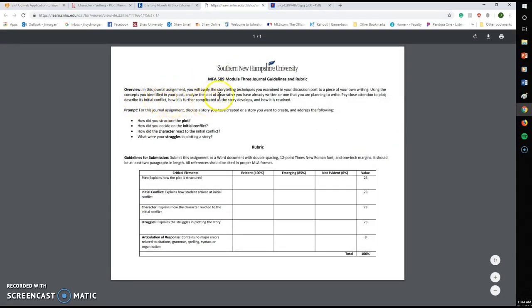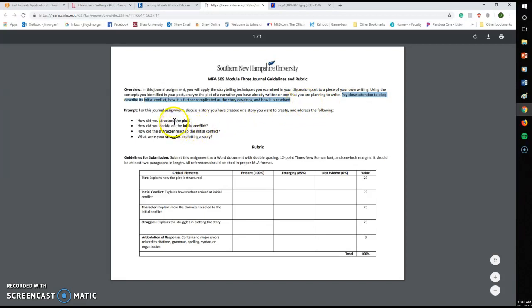Okay. For this assignment, you will apply the storytelling techniques you examined to a piece of your own writing using the concepts you identified in your post. Okay, that means the discussion post. Analyze the plot of the narrative you have already written or one that you are planning to write. Pay close attention to the plot. Describe the initial conflict, how it is further complicated as the story develops, and how it is resolved. So this is something you get to do about your own piece of work.